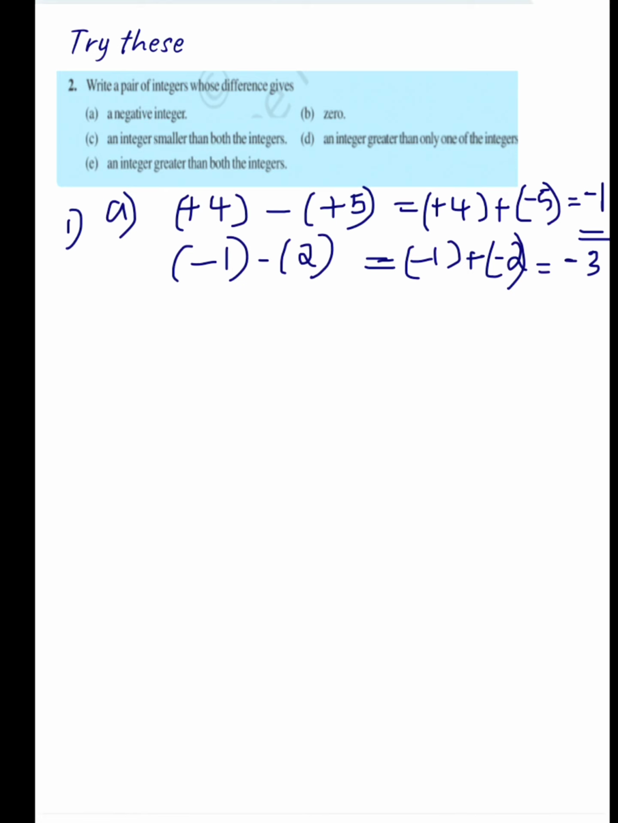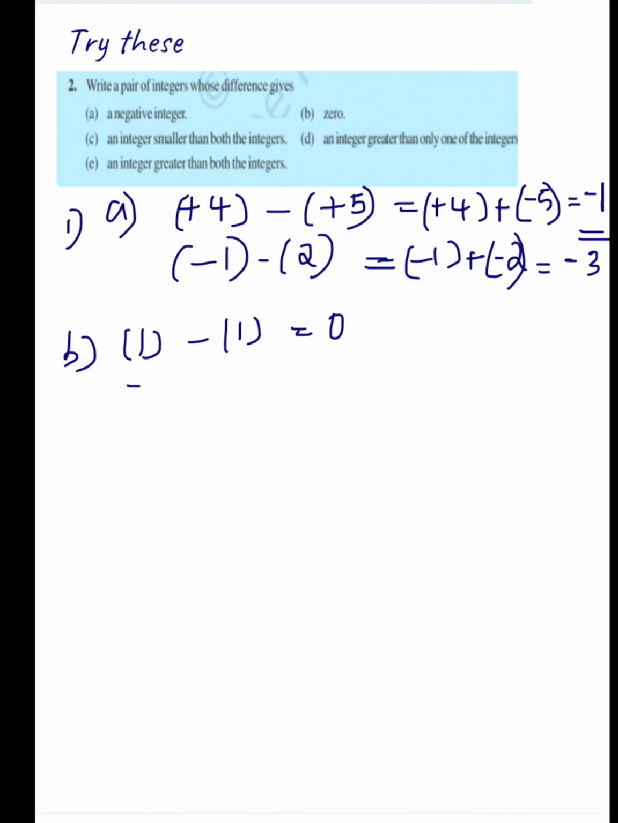Now let's see B. Question B. That is, in the answer you should get 0, whenever a pair of integers whose difference gives 0. That's very easy, because in order to get 0, what you have to do? You have to take an integer and subtract the same integer from that integer, that is 1 minus 1 equal to 0. That's an example.